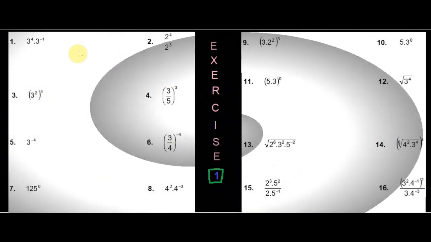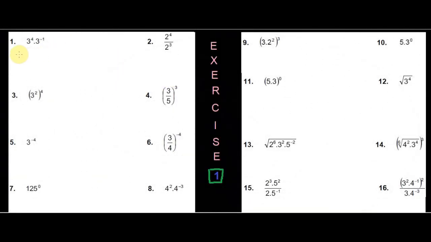Please try exercise 1 before looking at the answers. In the first one here, we can add the powers. So 4 plus negative 1 is 4 minus 1, which is 3. And 3 cubed, of course, is 27. Here we can subtract the powers. So 4 minus 3 is 1. So it's 2 to the 1, or just 2.